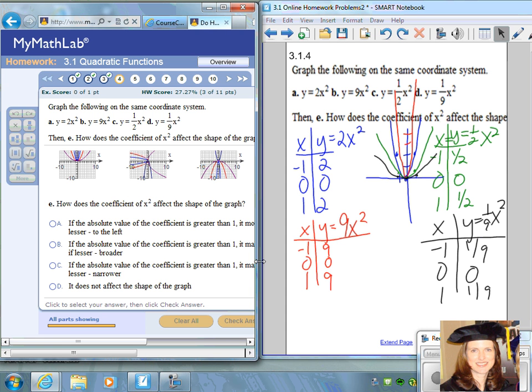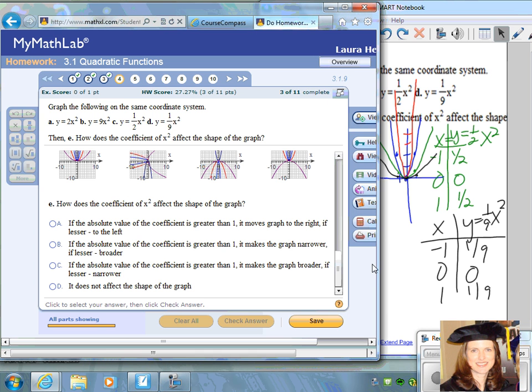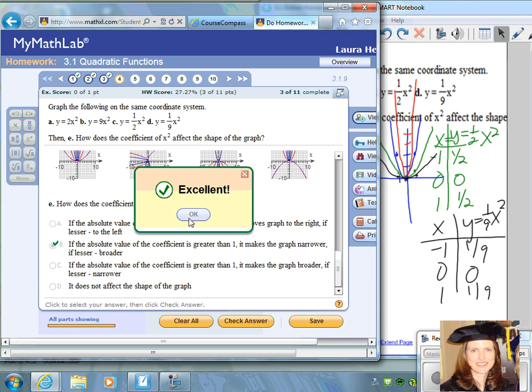So out of all of the choices given here, it's definitely not moving it to the right or left, so we can eliminate that choice. It does make it either wider or narrower. They're using broader or narrower. If the absolute value is greater than 1, it does make the graph narrower. If it's less than 1, it does make it broader or wider. So I would say out of all these choices, B is the correct answer.